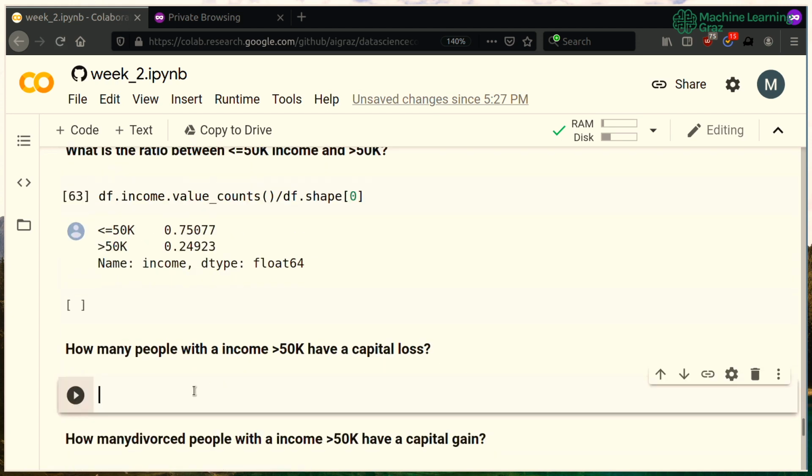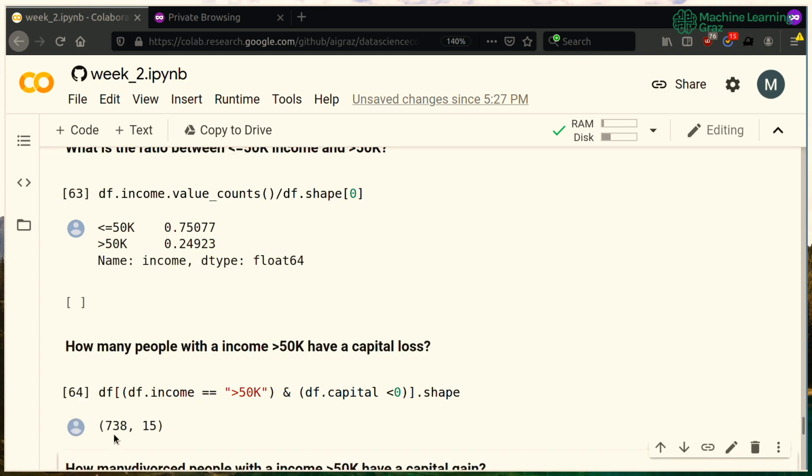So the first question, how many people with income of over 50K have a capital loss? You do a stack query. So first we say income bigger than 50K, and ampersand, because we have a stack query, where the capital loss is smaller than 0. And if we get the shape of it, we would see that 738 people have a capital loss.